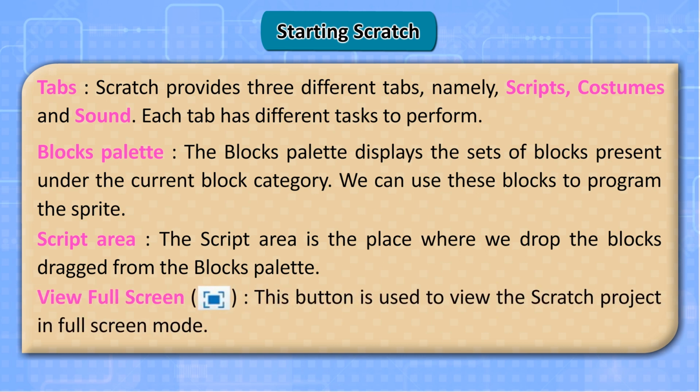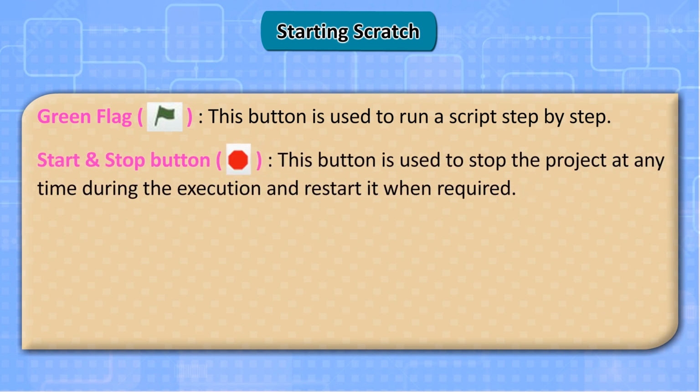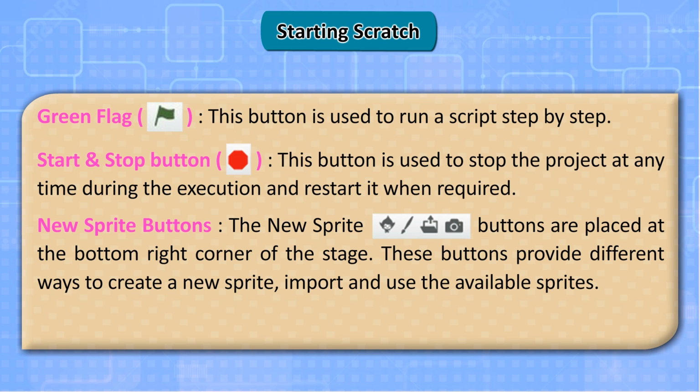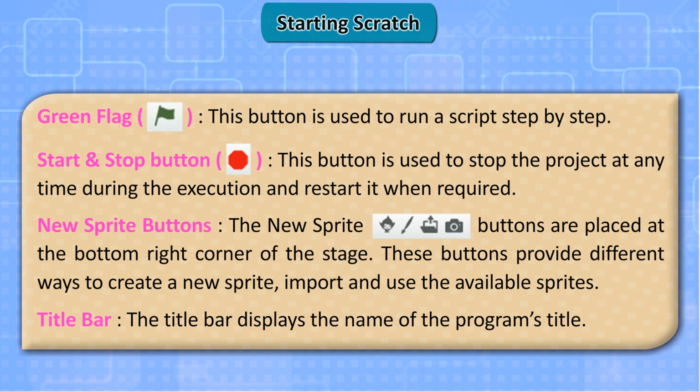View full screen. This button is used to view the Scratch project in full screen mode. Green flag. This button is used to run a script step by step. Start and stop button. This button is used to stop the project at any time during the execution and restart it when required. New sprite buttons. The new sprite buttons are placed at the bottom right corner of the stage. These buttons provide different ways to create a new sprite, import and use the available sprites. Title bar. The title bar displays the name of the program's title.